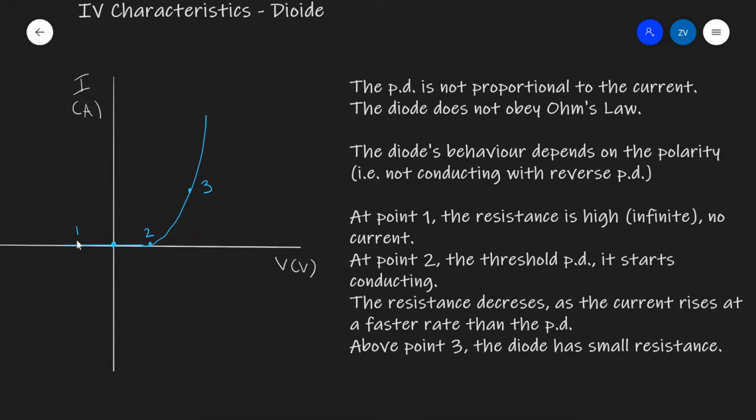At point 1, the resistance is very high. In fact, it is infinite, and there's no current. At point 2, which is the point of threshold voltage, the diode will be starting to conduct. As it starts to conduct, the resistance decreases as the current rises at a faster rate than the PD. Once again, because R is equal to V over I, if the current is rising at a faster rate, R is going to drop. This is one particular reason why diodes are so much more efficient compared to filament lamps. Above 0.3, the diode is going to have very, very little resistance.